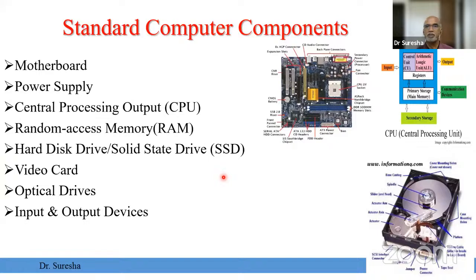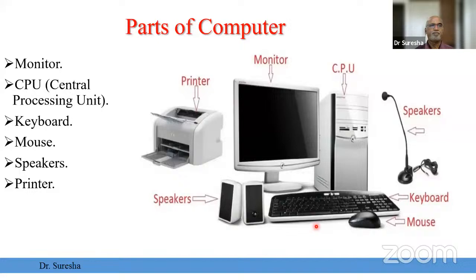Some of the components of a computer are motherboard, power supply, CPU, central processing unit, random access memory, hard disk drive, solid state drive, video card, optical drives, input-output devices. In another way, once you call it a computer, you should have a monitor, a CPU, a keyboard, a speaker, a printer. All these things will form a complete computer. Otherwise, most of the times what happens, I've seen government offices having around 8 systems and only one printer which is connected through LAN. Sometimes it works, sometimes it will not work. So these are the problems present.